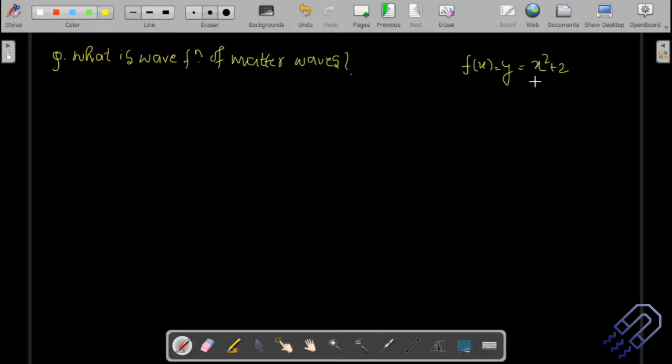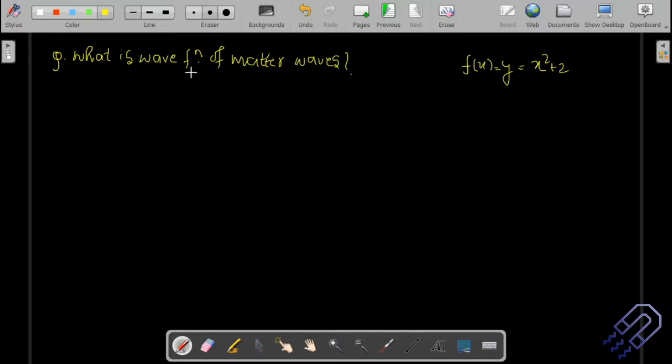So that means at a certain point I can predict the position of the particle. I can find out both x and y, possible, right? So this is what is called function. Similarly, if I have an equation for a wave, I can predict the behavior of the wave at different positions, and that is why wave functions are important.